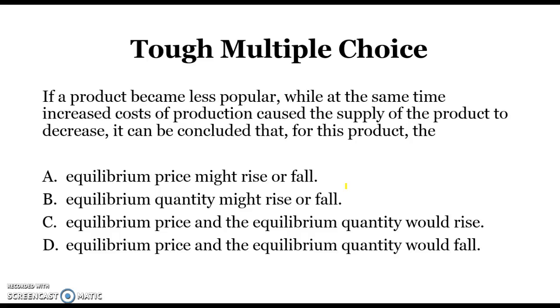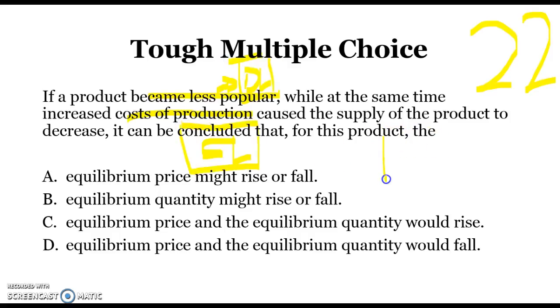So here's a question from last year's exam that only 22% of people got right. So a really poorly answered question. If a product becomes less popular, okay, now you should see that and go, all right, product's less popular, demand will shift to the left. While at the same time, increased costs of production, again, that will mean supply is shifting to the left, causing the supply curve to decrease. It can be concluded that which of the following will occur. So we've concluded that demand is shifting left, but supply is also shifting left as well.